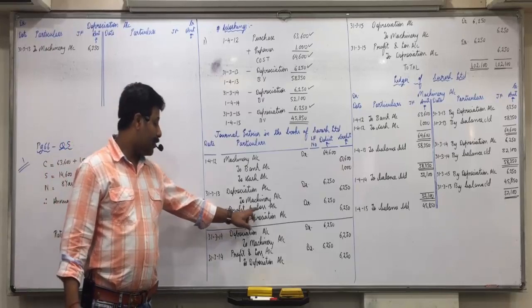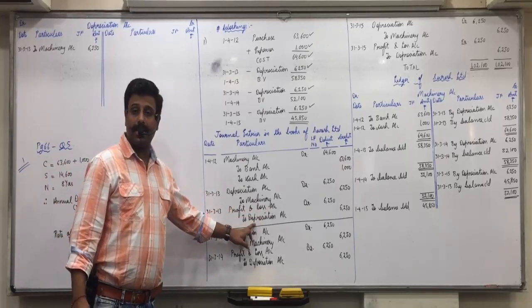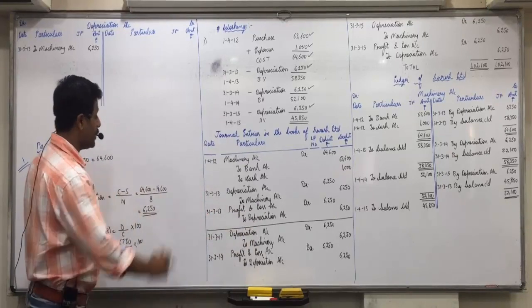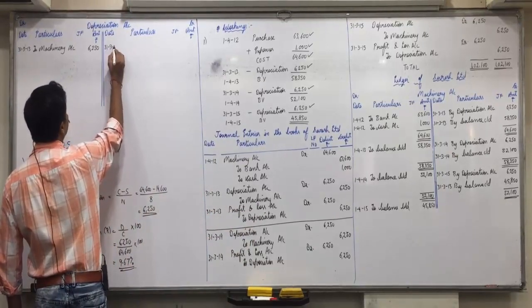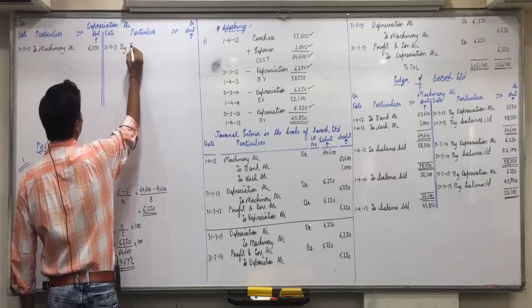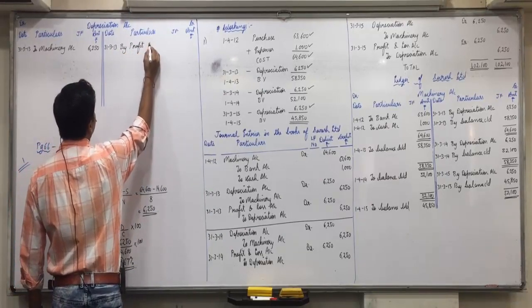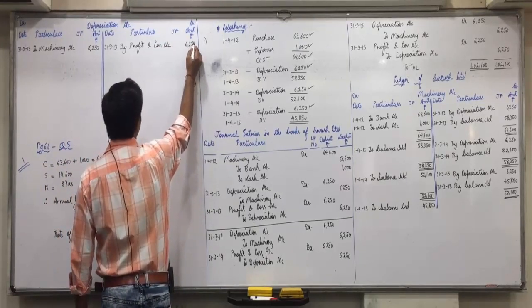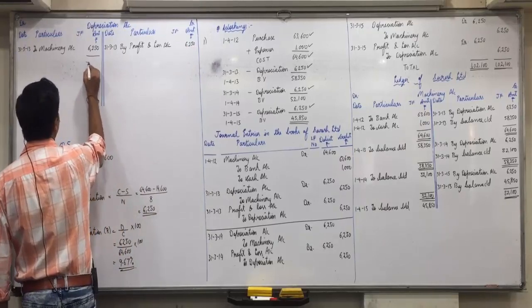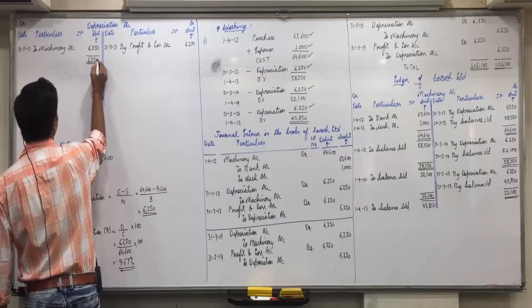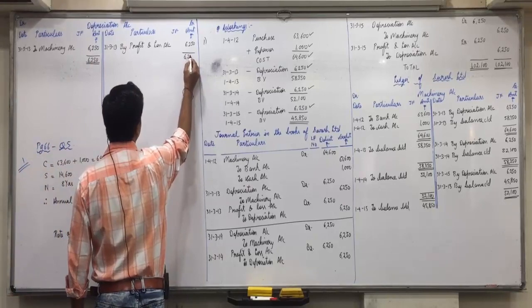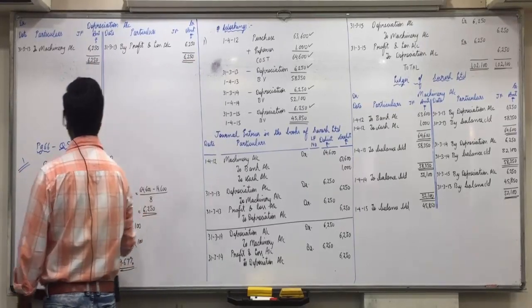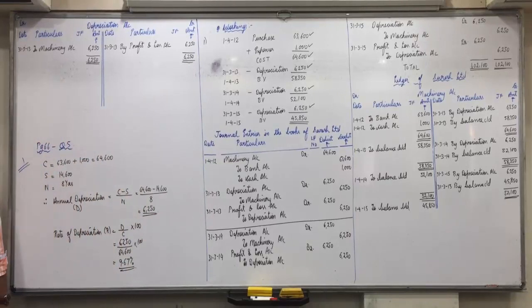31/3/13. Profit and loss to depreciation. To depreciation means in depreciation we'll write on the credit side, 31/3/13. Opposite account by profit and loss account, 6250. Squared up account, it will not have any balance. Both the sides total is same because it is closed and transferred to P&L account. Did you understand this first year's entry? Same things you will repeat for the next 2 years.